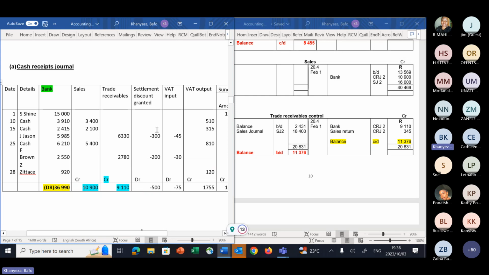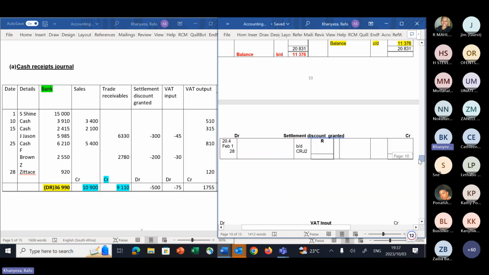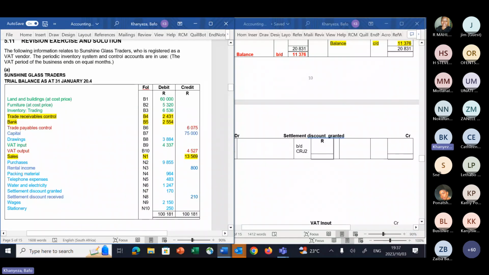Then now, what is next is the settlement discount granted. What is the settlement discount granted? It's more like an expense. So let's open the ledger then. With the settlement discount granted, you're going to start with an opening balance. It gives it away. What is the settlement discount granted? Here it is, 170.